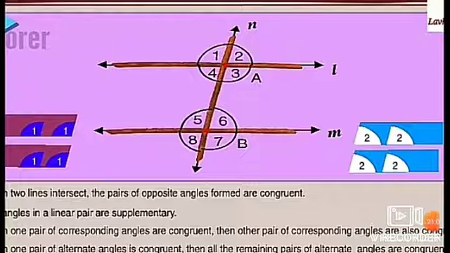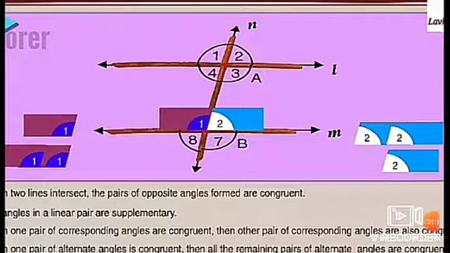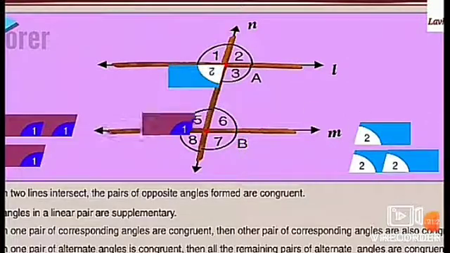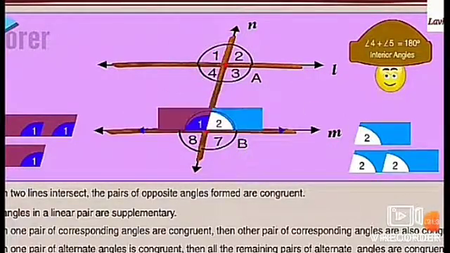Now, place the colored paper on angle 3 and angle 6. They are forming interior angles. Let's keep both the colored papers together. They are forming a straight line. It means interior angles formed on the same side of the transversal are supplementary. Now you verify this for the other pair of interior angles.